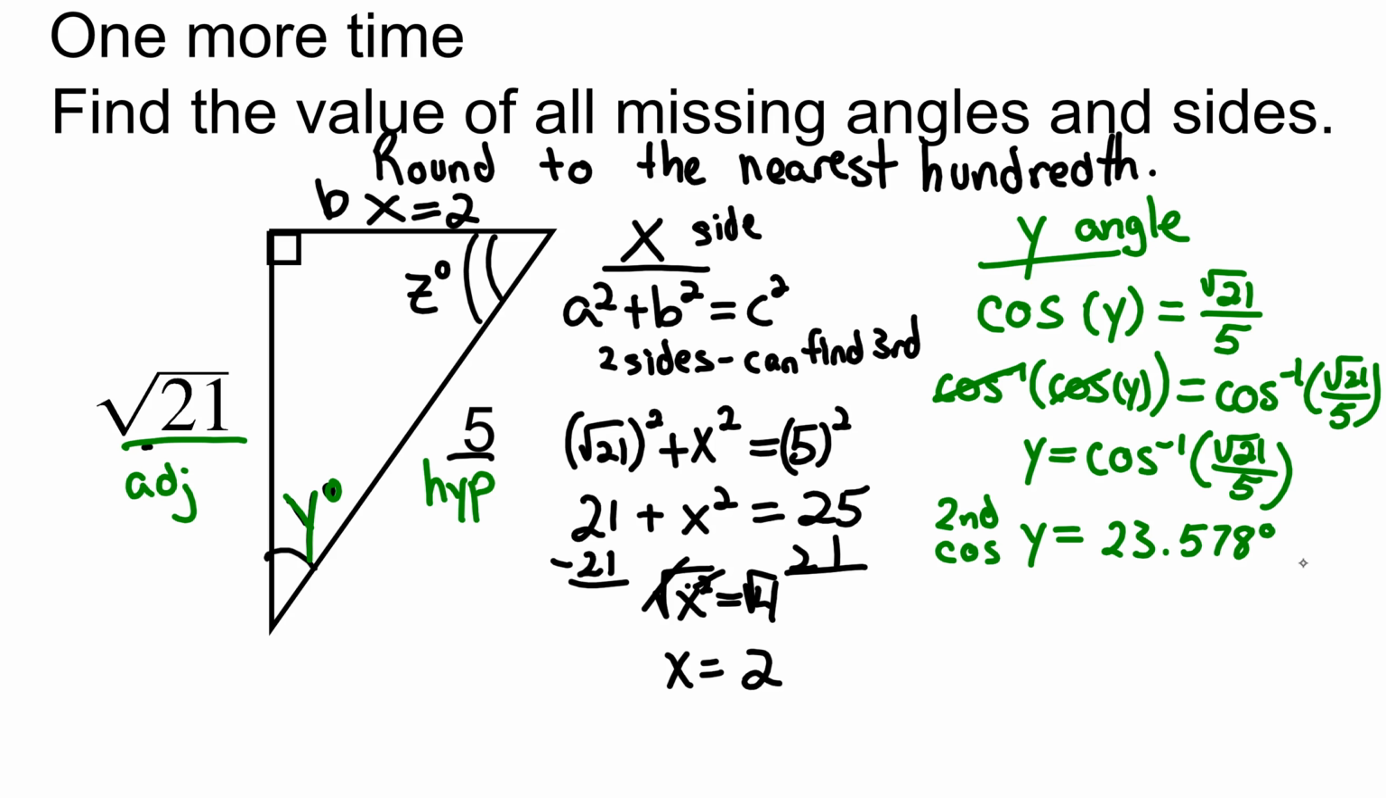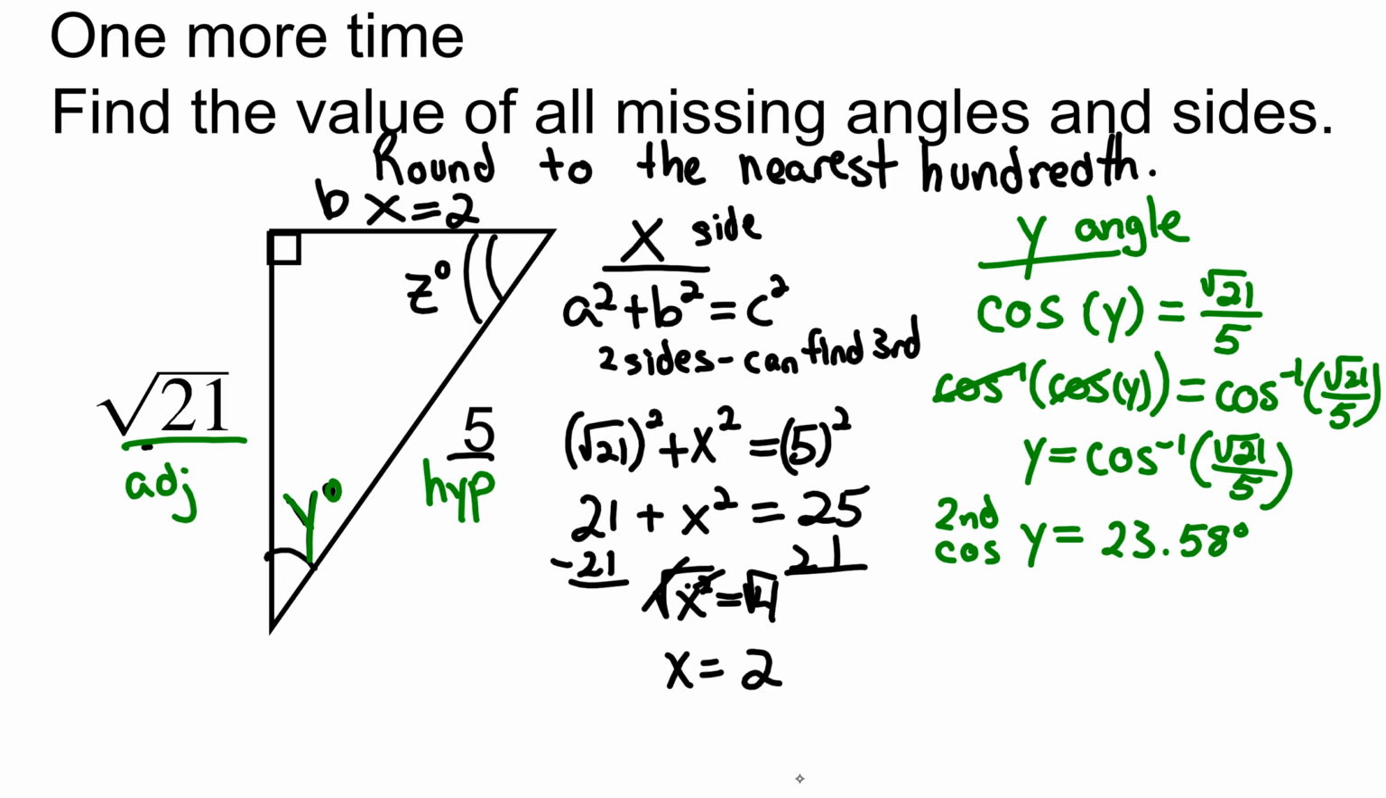But hold on, we're rounding to the nearest hundredth. So we're going to round that 578 to just 5.8 degrees. Now what I want you guys to do is try to make sure that you get that answer before you let the video go to the next part.